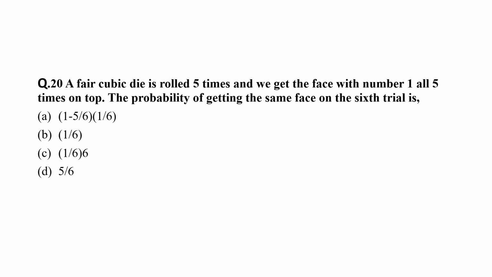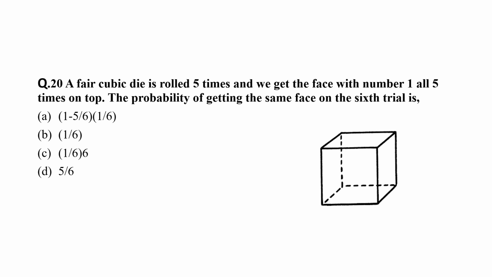Question number 20. A fair cubic die is rolled 5 times and we get the face with number 1 all 5 times on top, right? The probability of getting the same face on the 6th trial is, what will be the probability? If we have a cubic die that is rolled 5 times and we get the face with number 1 all 5 times on top, what will be the probability of getting the same face on the 6th trial? So suppose this is a cubic die.